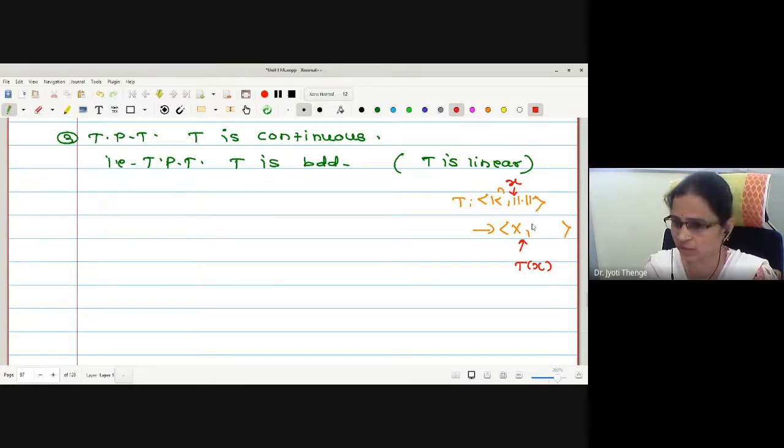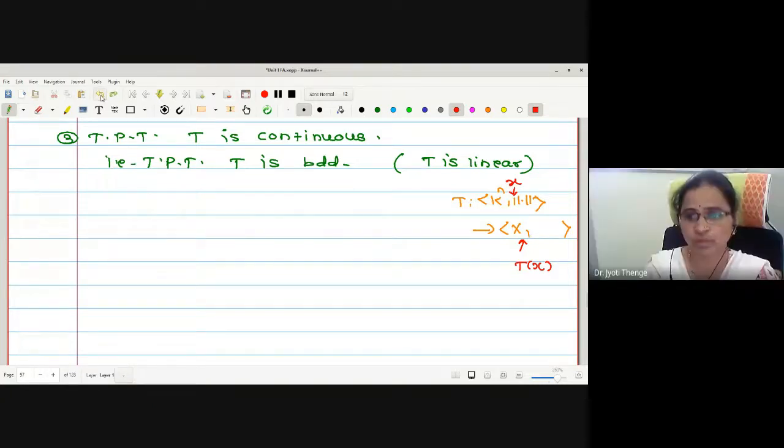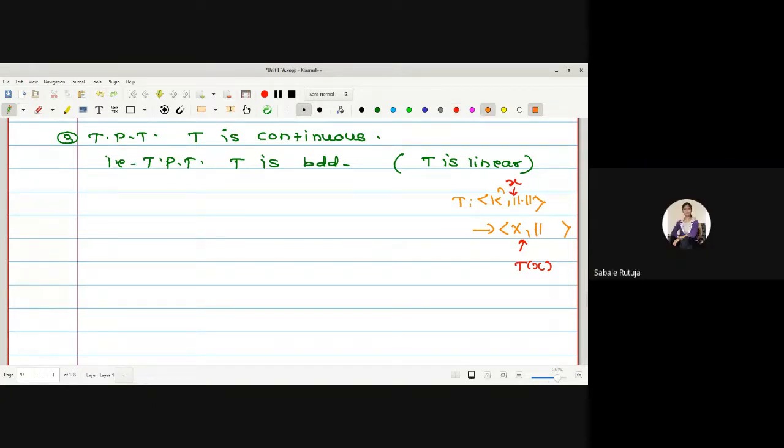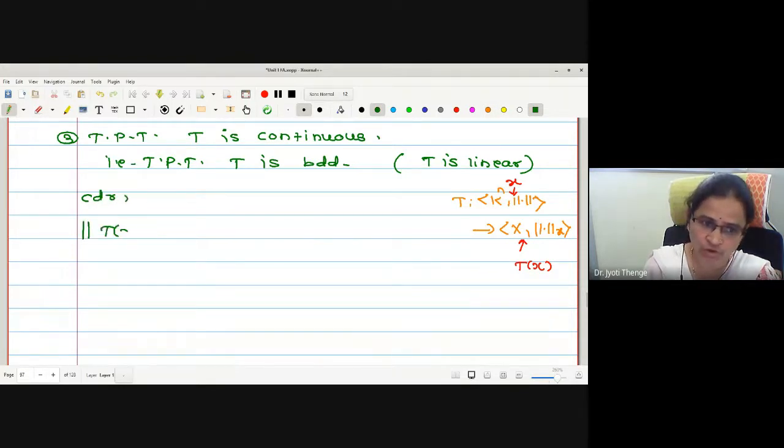Which norm is acting on T of x? Norm x. Yes, ma'am, norm x is the norm acting on x. Therefore, while considering, what should I consider? Norm x of T of x.